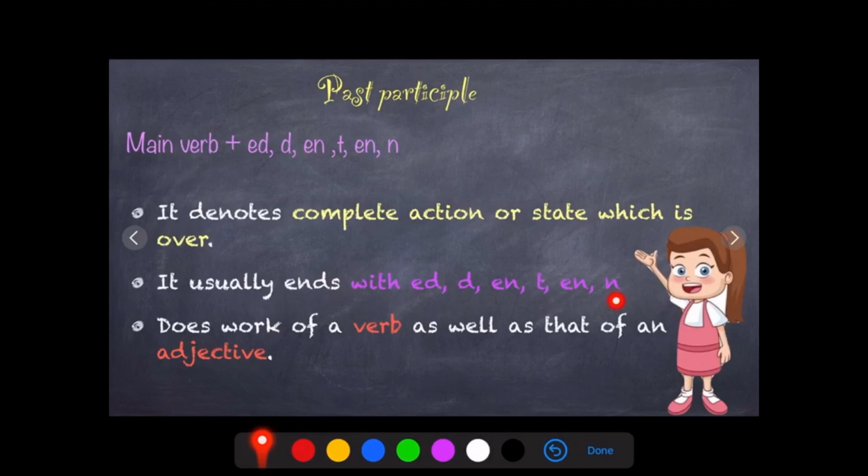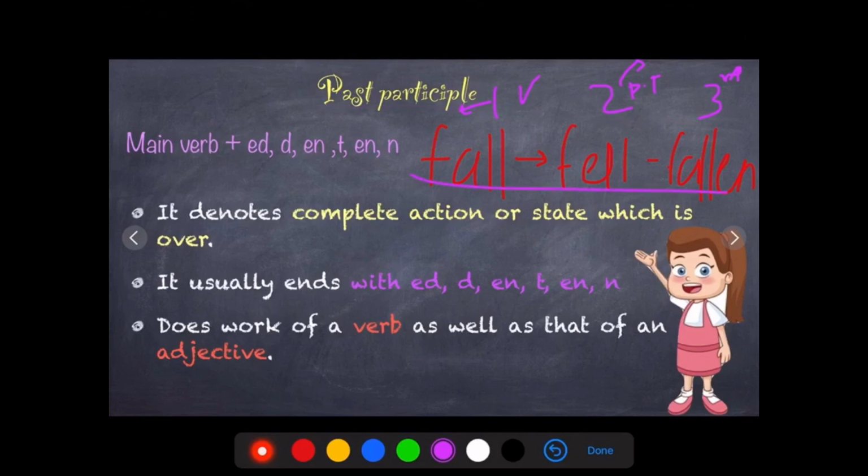If you remember the third form, if we take the example fall, fell, fallen, right? So this is first, second, third. This is the third form. Second form is past tense. First form is the verb, the actual base form, and the third form is nothing but the past participle, which we are going to study right now.